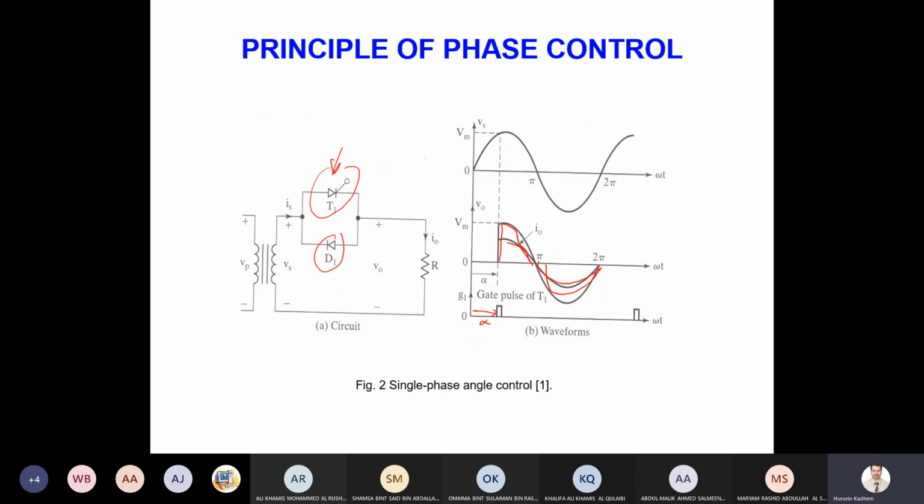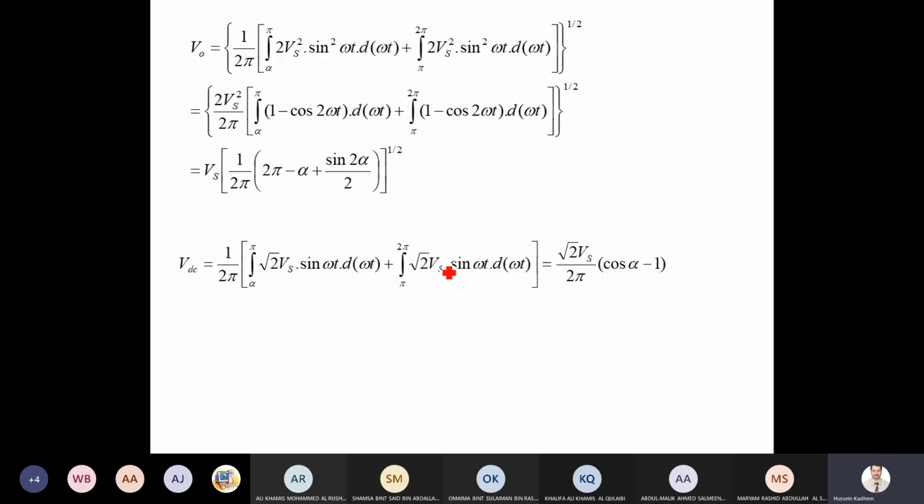By the way, it seems that when we discuss this AC voltage controller, there is some sort of similarity with rectifier circuits. Yes, you're right.